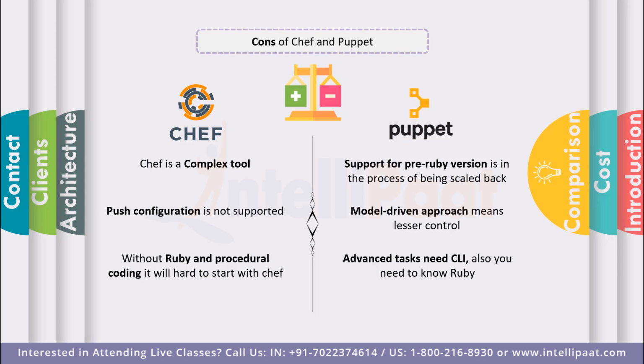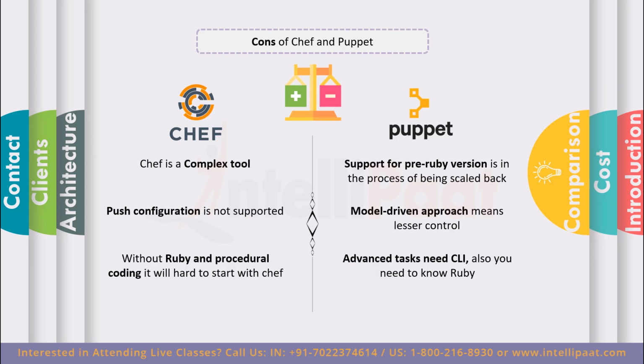Model driven approach. In Chef, it's code driven. Here it is model driven. In Chef, you tell and show what to do and how to do it. But in Puppet, you only tell what to do. That's basically the model driven approach. But if you're just telling what to do, the master decides how to do it. In that case, you have less control.